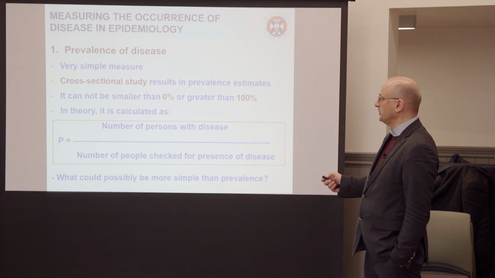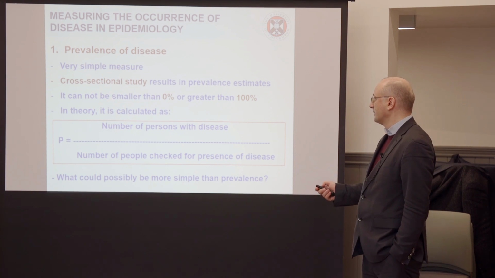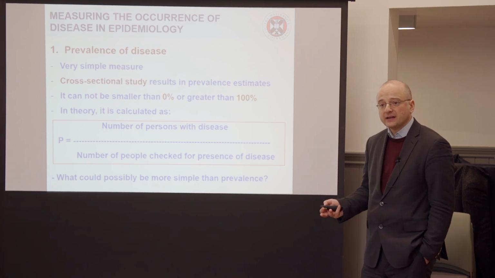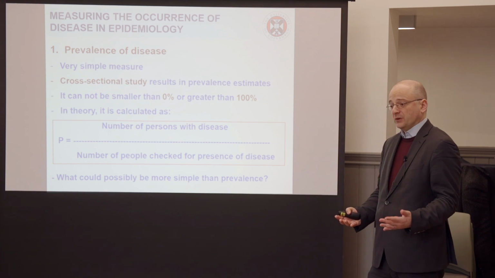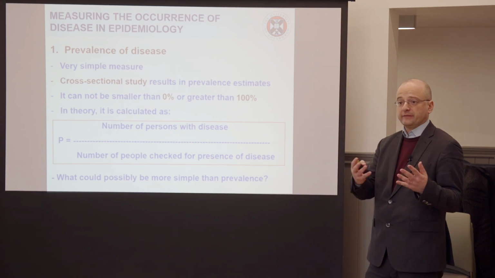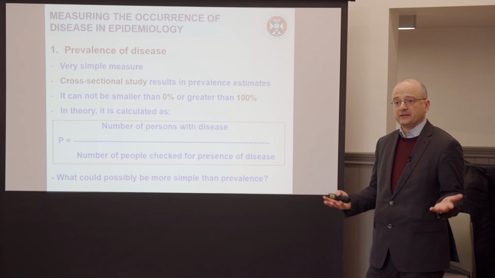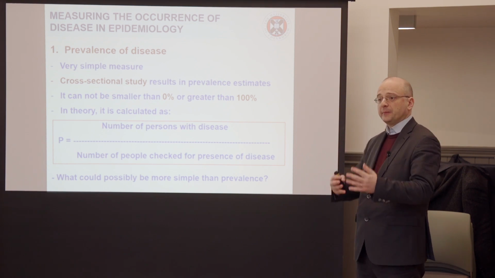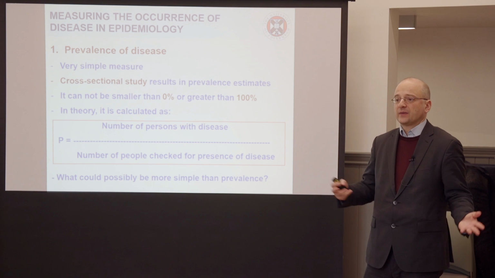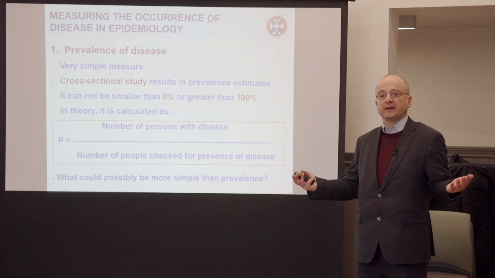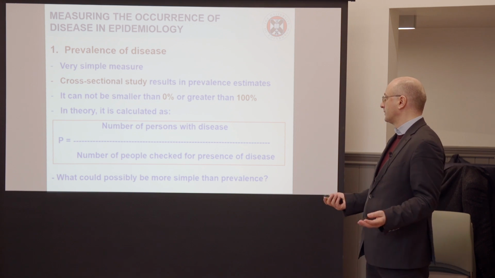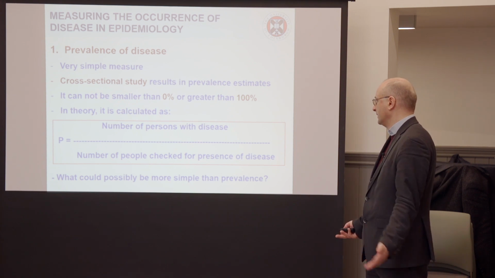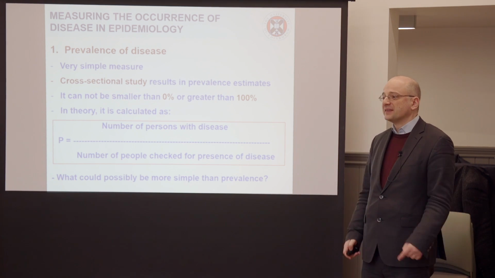So, you would use a cross-sectional study, obviously, all right? And prevalence is something that cannot be smaller than 0% and no greater than 100%. So, if you take 100 people, you can have 100 of them having a disease, you can have 0% of them having a disease, nobody, right? Or anything between that. So, at some point in time, people are either having a disease or not having a disease, and when we're measuring prevalence, you would think you're going to get a number between 0 and 100. So it's the number of persons with disease among the number of people who were checked for the presence of the disease. So what could possibly be more simple, right?